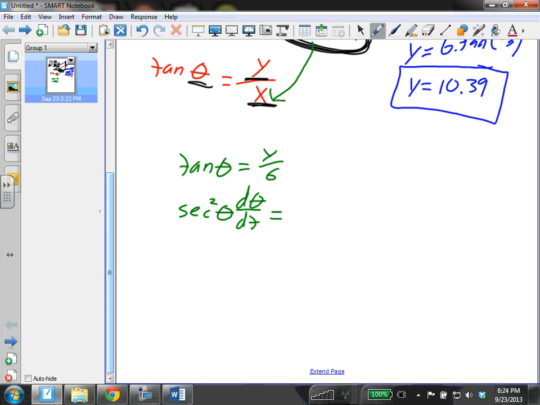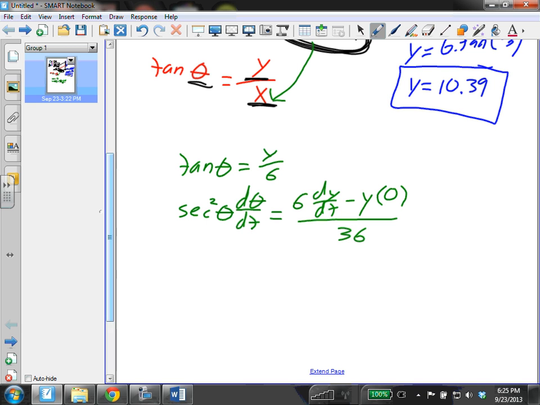I'm going to use the quotient rule in order to take the derivative of y over 6. If you know an easier way to do this, then you can do it. But the quotient rule says we want to take low, which is 6, times the derivative of the top, which in this case is dy/dt, minus the top, high, which is y, times the derivative of the bottom, which will be 0, all over low squared. And the bottom squared will be 36, because 6 times 6 is 36.